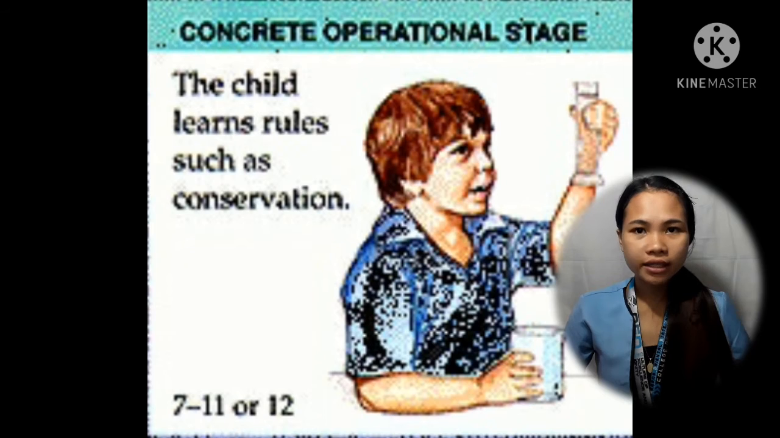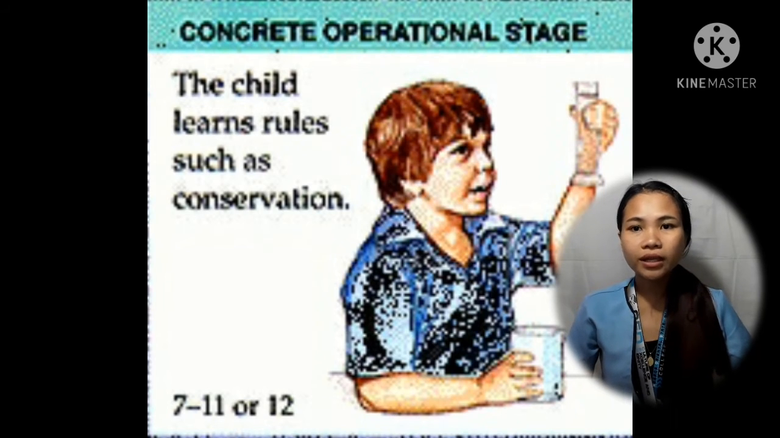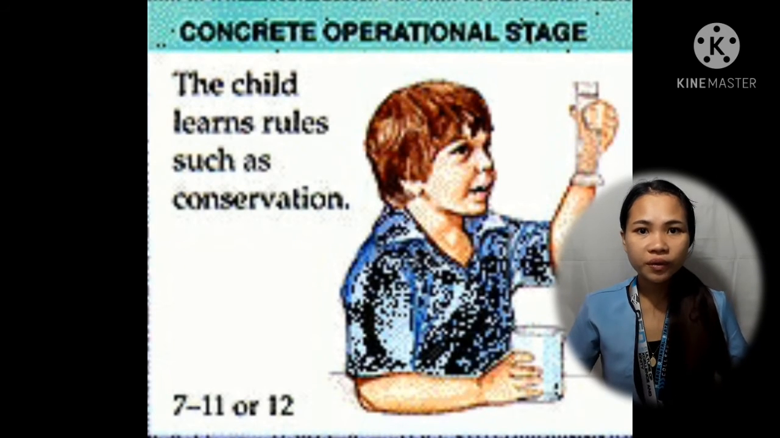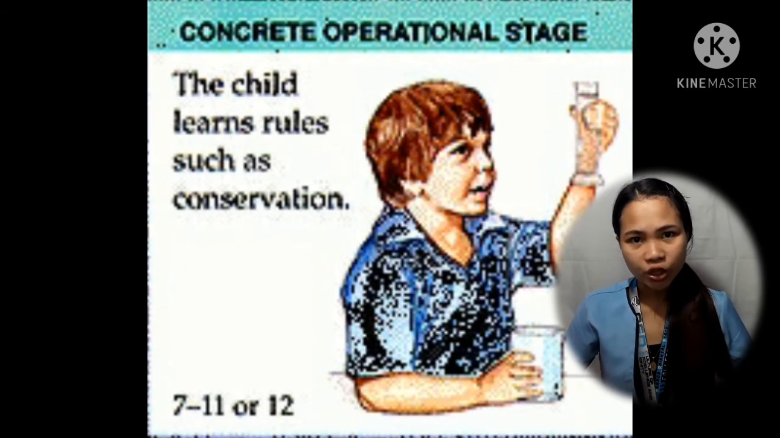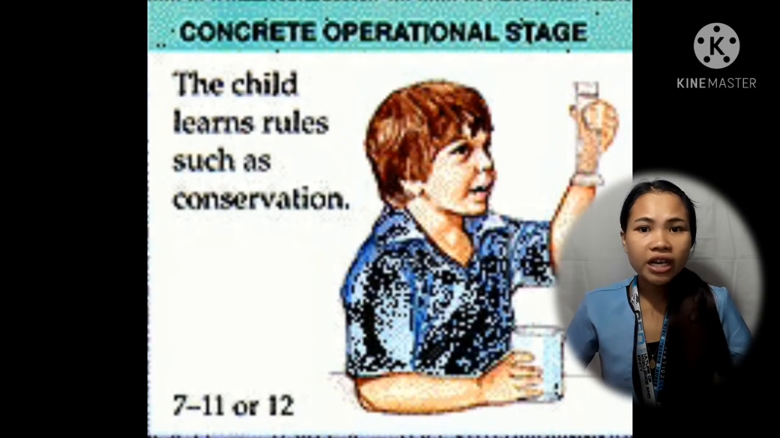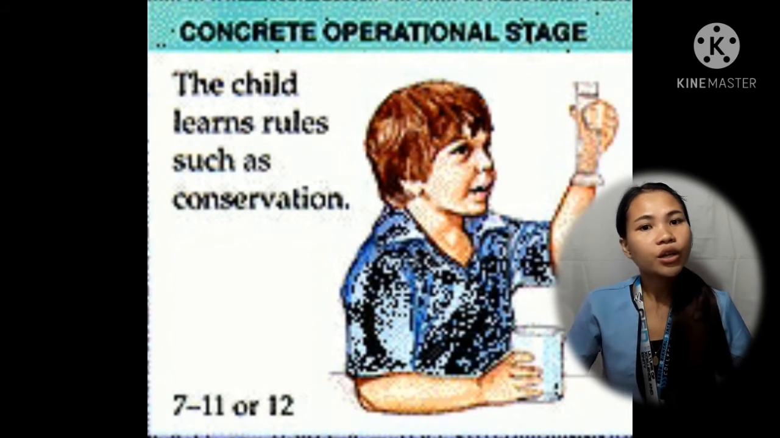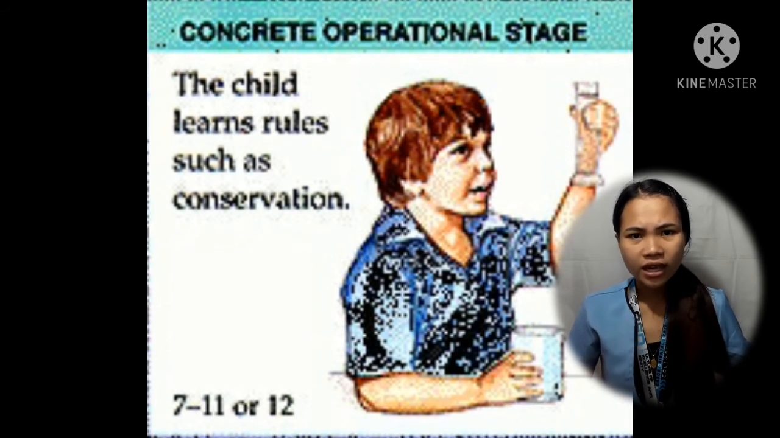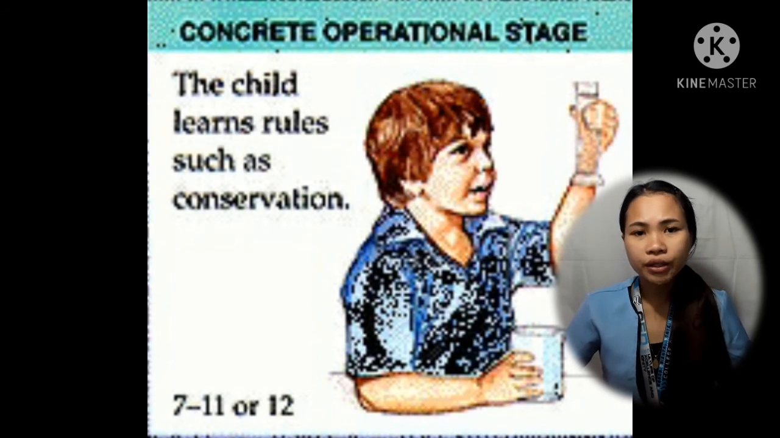Number 3, the concrete operational stage, at the age of 7 to 11 years old. During this stage, children begin to think logically about concrete events. They begin to understand the concept of conservation, that the amount of liquid in a short, wide cup is equal to that in a tall, skinny glass. Their thinking becomes more logical and organized, but still very concrete.